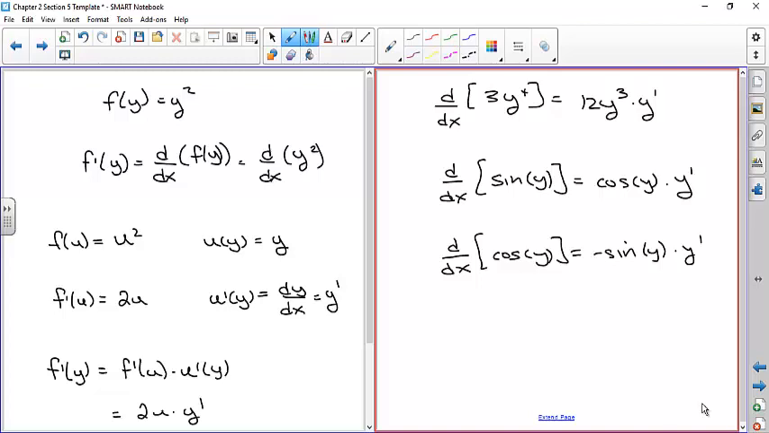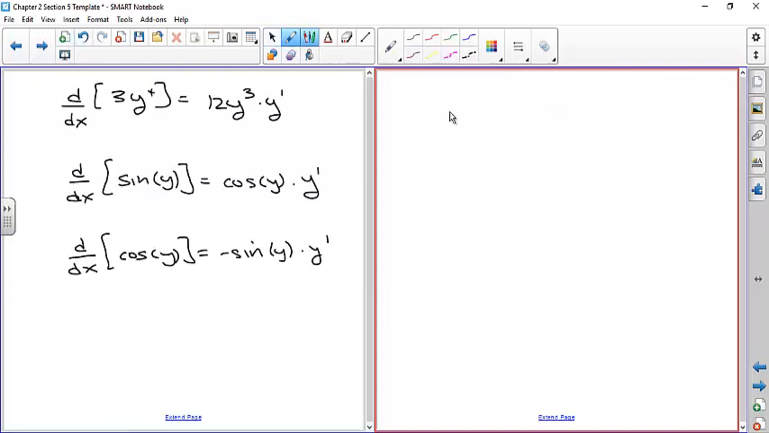So let's look at the circle example. The circle example was x squared plus y squared equals 9, let's say. I'm not going to explicitly solve for y. What I'm going to do is take the derivative with respect to x of this whole expression.